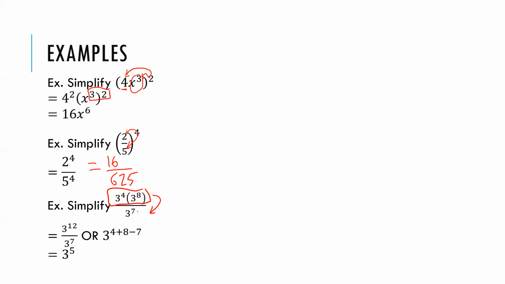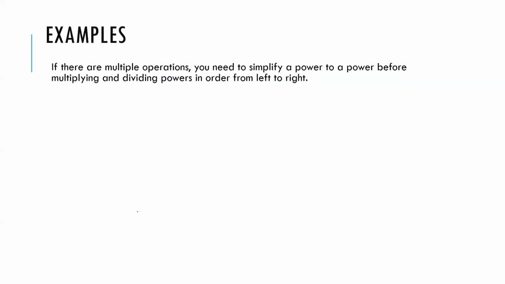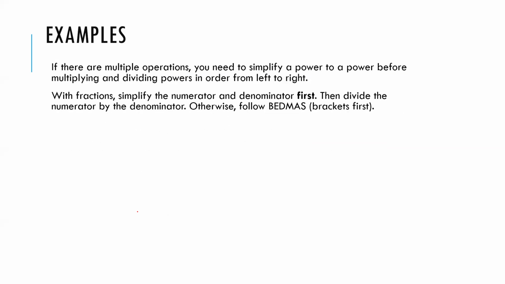And that would give us 3 to the power of 5 in the end. Here's a couple more examples. If we have multiple operations, you want to be careful that you simplify power to a power first. It's just like that math, right? You always want to do power to power first before you multiply and divide powers, and you're going left to right. With fractions, though, you have to be really careful with this.